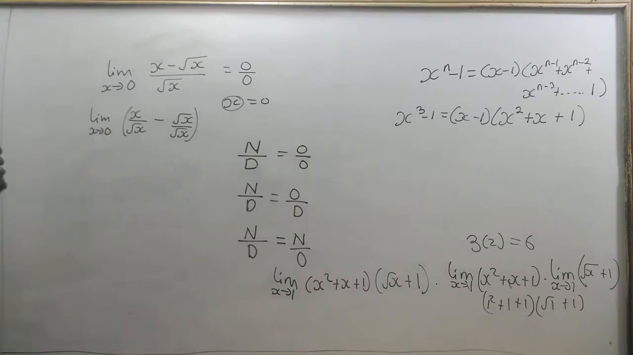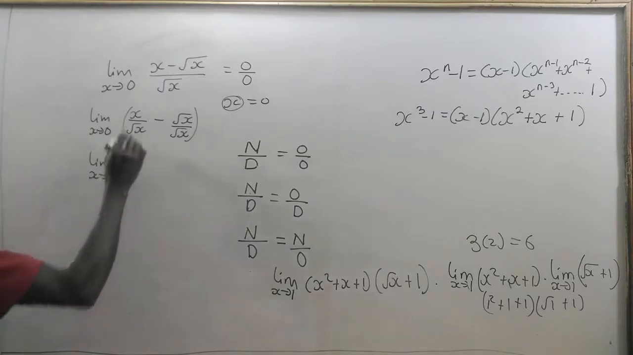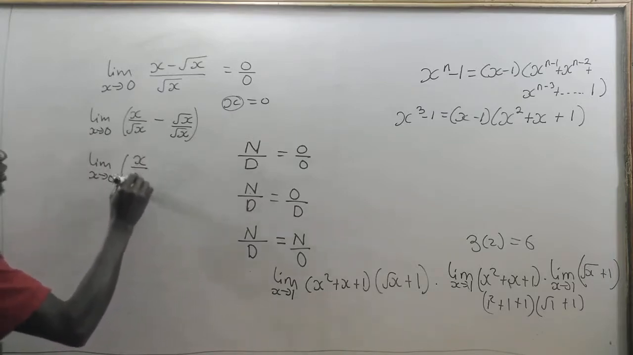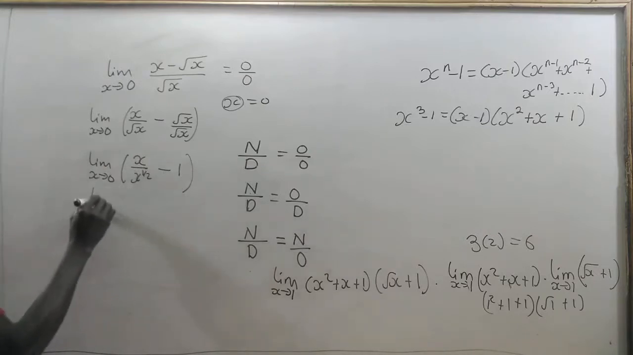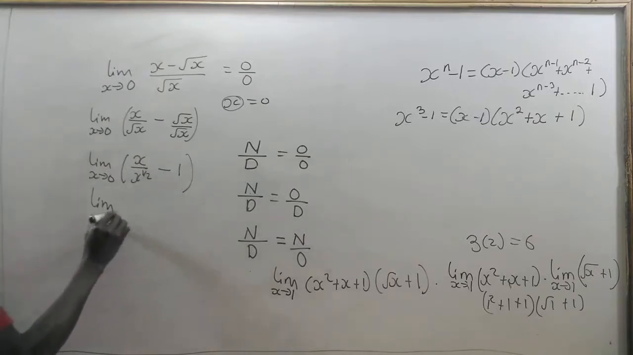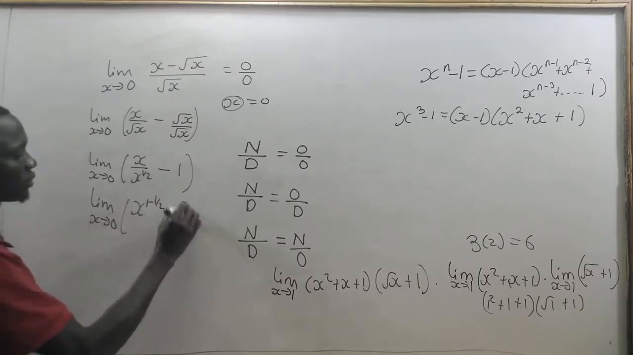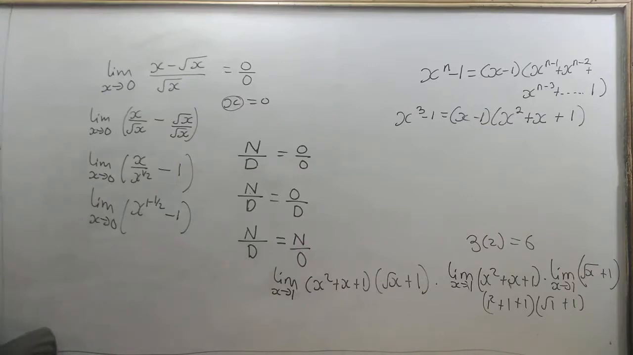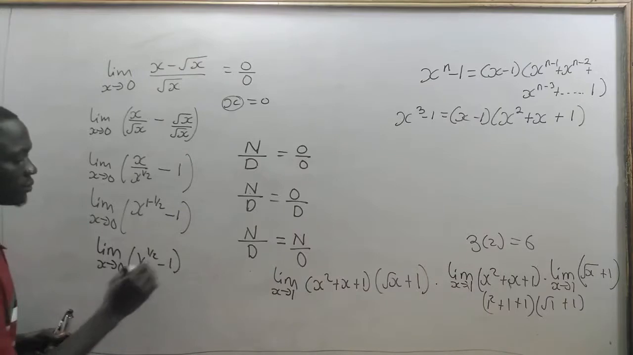Very simple as that. So what are we going to get? Here we have the limit as x approaches 0 of x divided by x to the power half, minus 1. And this is the same as the limit as x approaches 0 of x to the power 1 minus half, minus 1. And what is 1 minus half? That is half. So we take the limit as x approaches 0 of x to the power half, minus 1.